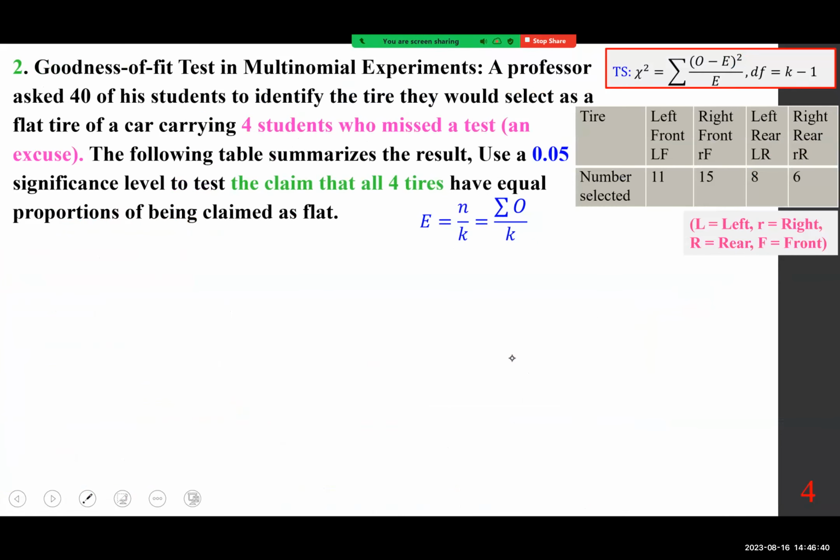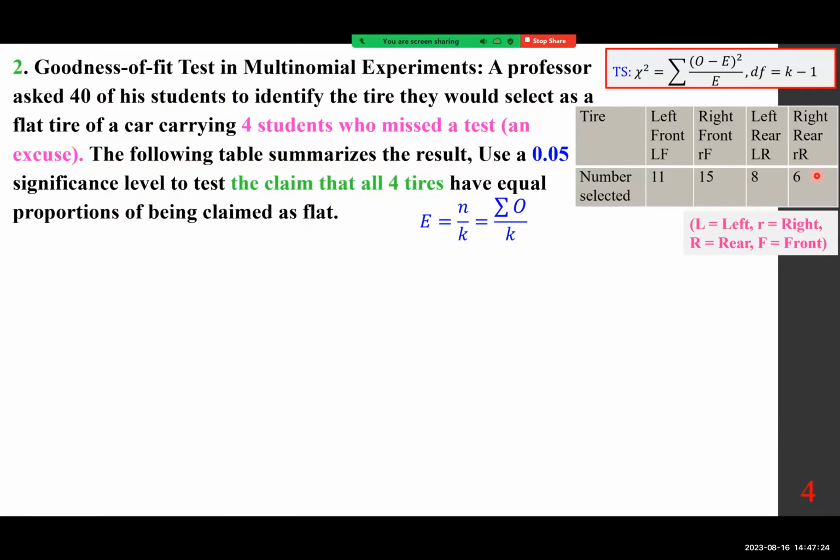Could somebody read this question, please? Go ahead, please. Goodness of fit test and multinomial experiments. A professor asked 40 of his students to identify the tire they would select as a flat tire of a car carrying 4 students who missed a test, an excuse. The following table summarizes the result. Use a 0.05 significance level to test the claim that all 4 tires have equal proportions of being claimed as flat.